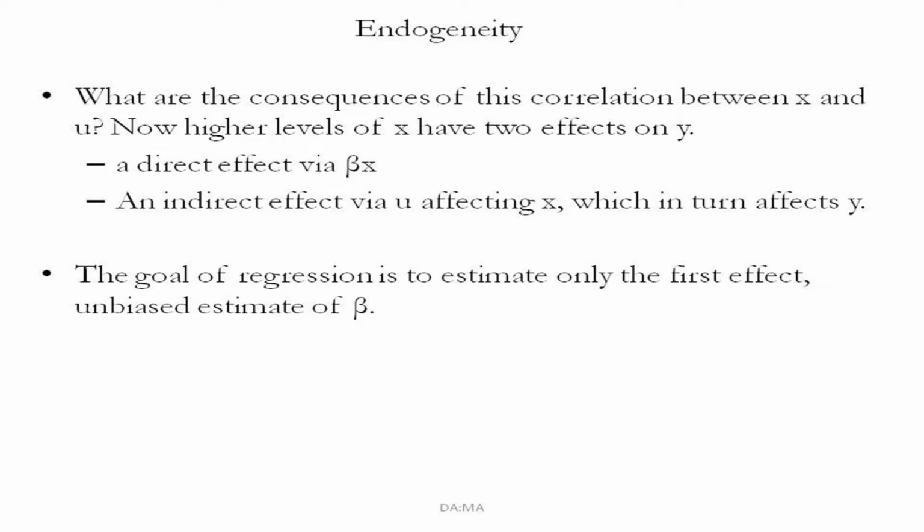Now, higher levels of x have two effects on y. One is the direct effect via beta x, the second is an indirect effect via u affecting x, which in turn affects y. This is, remember, as opposed to what we saw earlier, where we assumed that there is no association between x and u, and in the case that there is no association between x and u, we do not have this part of the path diagram.